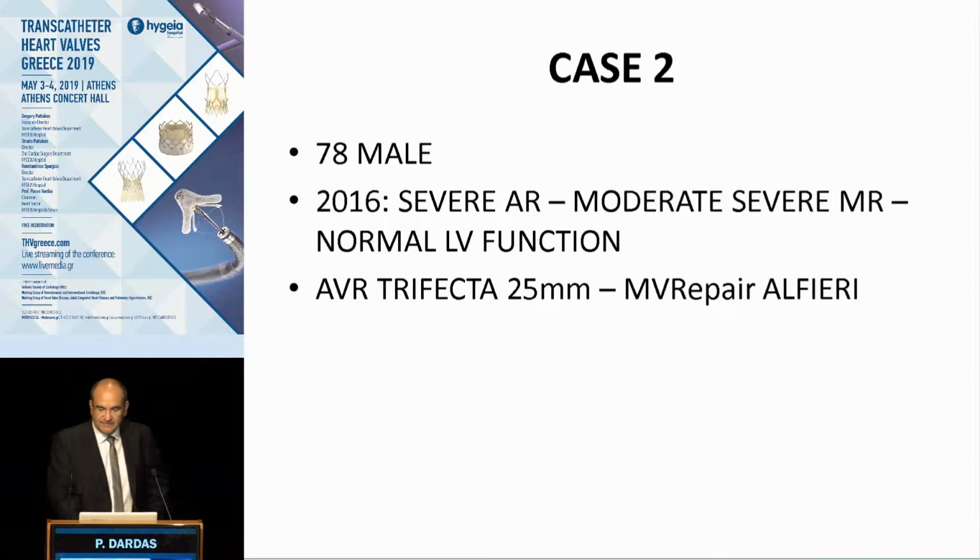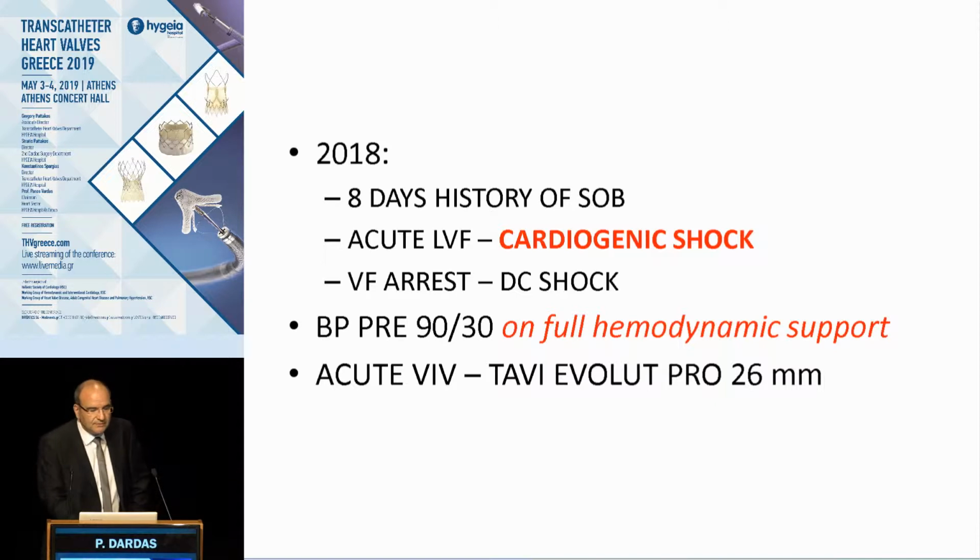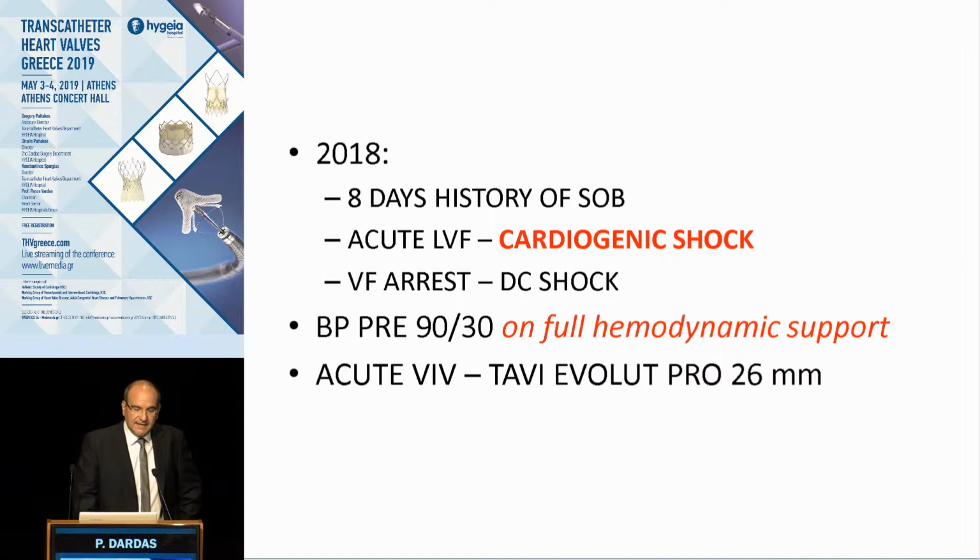And he also had a mitral valve repair with Alfieri stitch due to severe mitral regurgitation. At the time, he had normal LV function. He was well, and he presented with just 8 days history of increasing breathlessness. When he came to us, he was in cardiogenic shock. He had a VF arrest. We had to shock him twice, and he had a blood pressure of 90/30 on full hemodynamic support. So we diagnosed that it was an acute bioprosthetic valve failure.